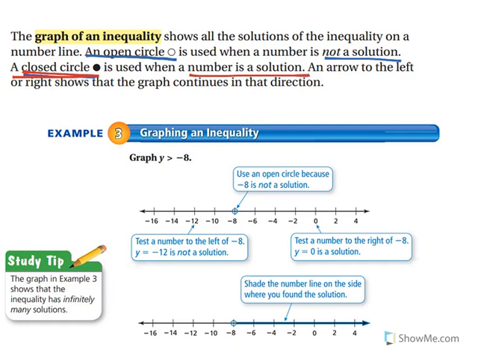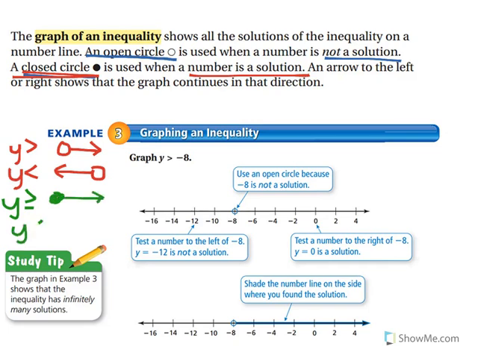So I think the easier way of looking at this would be this. If I have a variable is greater than some number, I'm going to end up using an open circle and it will go to the right. If I have a variable is less than a number, I'm going to have an open circle and it's going to go to the left. Now, if I have a variable is greater than or equal to a number, I'm going to do a closed circle to the right. And if I have a variable is less than or equal to, I'm going to have a closed circle going to the left.